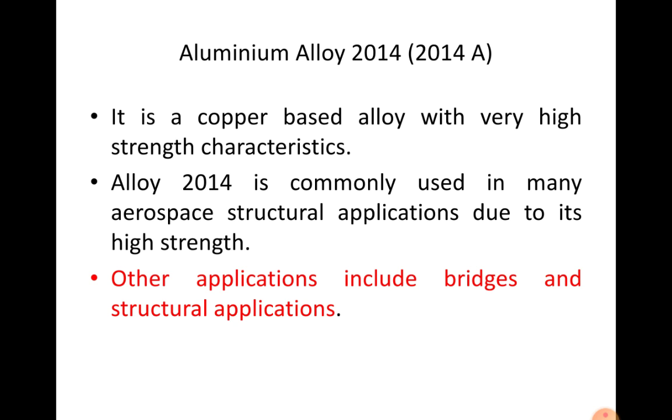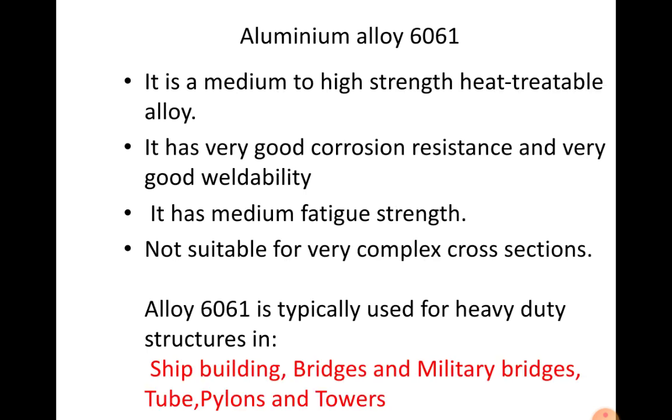So coming to the aluminium alloy 2014 or 2014A, it is a copper based alloy with very high strength characteristics. So this is mainly used in aerospace structural applications because of its high strength and lightweight, and nowadays it is also used for bridges and other structural applications.